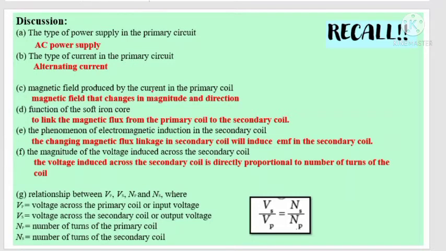Magnetic field produced by current in the primary coil: a magnetic field that changes in magnitude and direction. As we know, for alternating current, AC current, the direction keeps changing every half cycle.